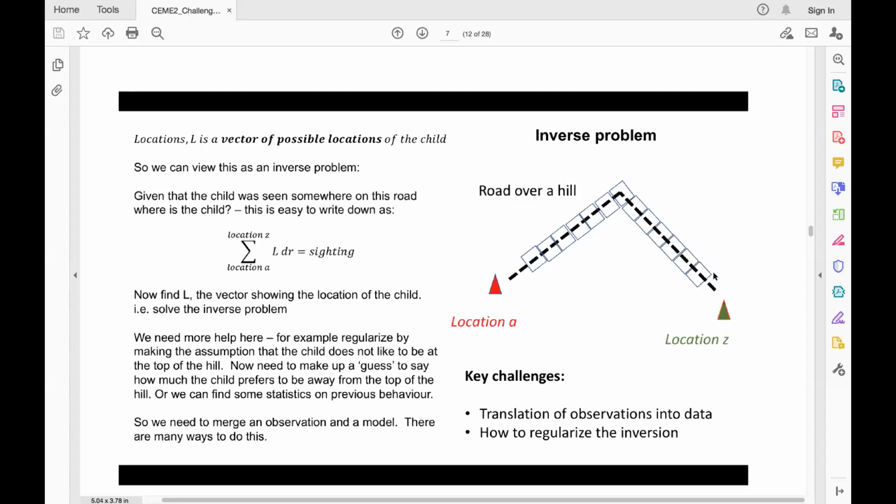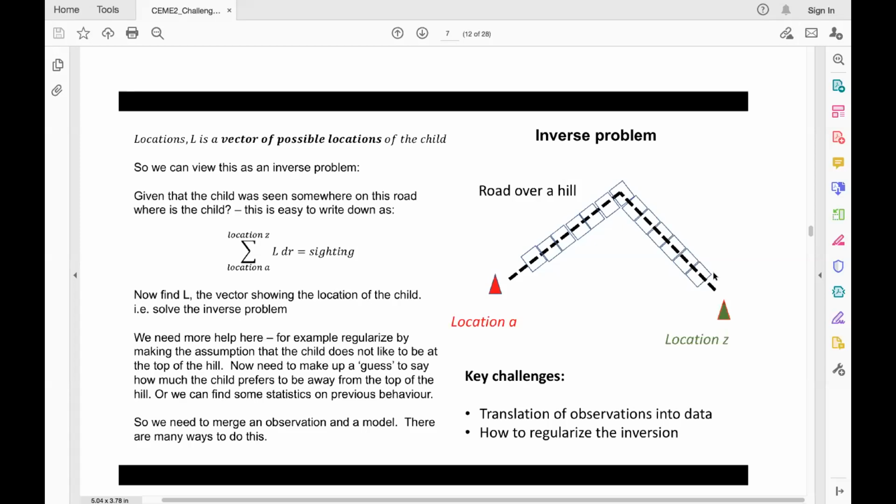But if we're given a bit more information that we can use, the example I'm going to give is, let's just say that we know that children don't like to be at the top of hills, they like to be in the valleys. Then that immediately gives us an assumption that allows us, in the inverse problem language, to regularize the problem. And so we can say that the most likely locations for the child are at the bottom of the hill, i.e. close to location A or location Z, and much less likely to be at the top of the hill.